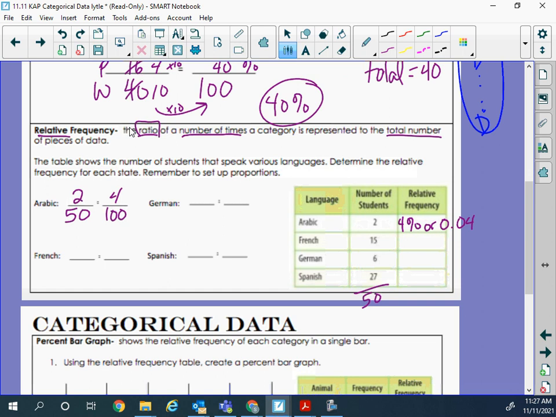Okay? Let's do French. French was how many? 15. 15 out of 50. So then how many out of 100 would that be? 30. Times 2, so that would be 30. Okay, go ahead and finish the other 2.